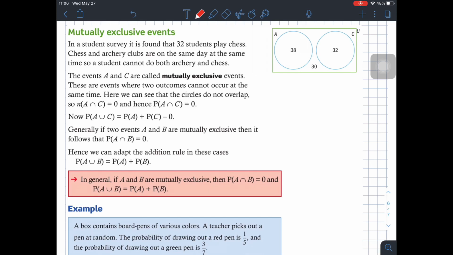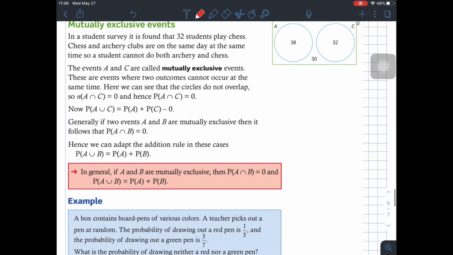It says the events A and C are called mutually exclusive events. These are events where two outcomes cannot occur at the same time. Here we can see that the circles do not overlap. That means that the intersection between them is always 0 when we talk about mutually exclusive events. So the probability for the intersection would also be 0, right?